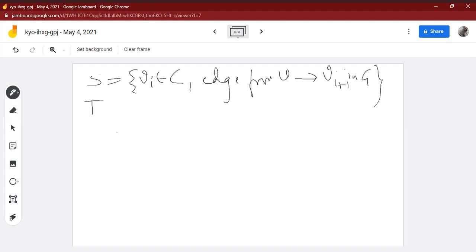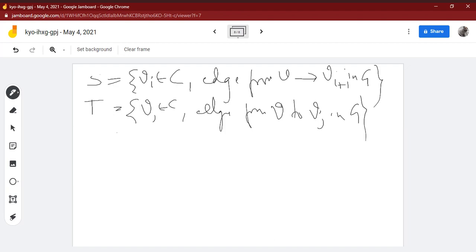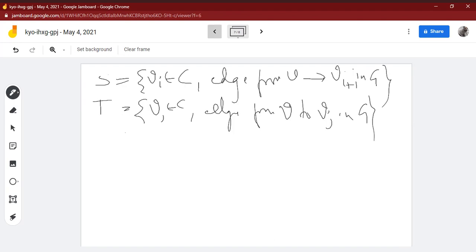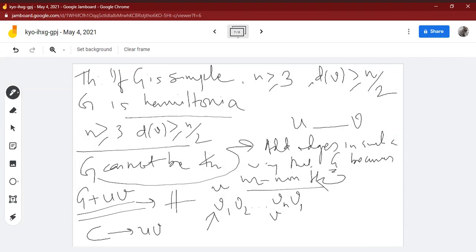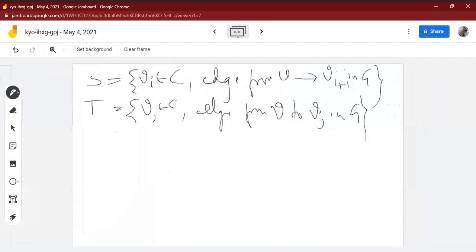Again T is constructed in such a way that all Vj belonging to C, such that there is an edge from V to Vj in G. You know what is U and what is V. U is the starting one, V is the ending one. So if there is an edge from V to Vj in G, then this Vj belongs to T. Now this Vn does not belong to T.